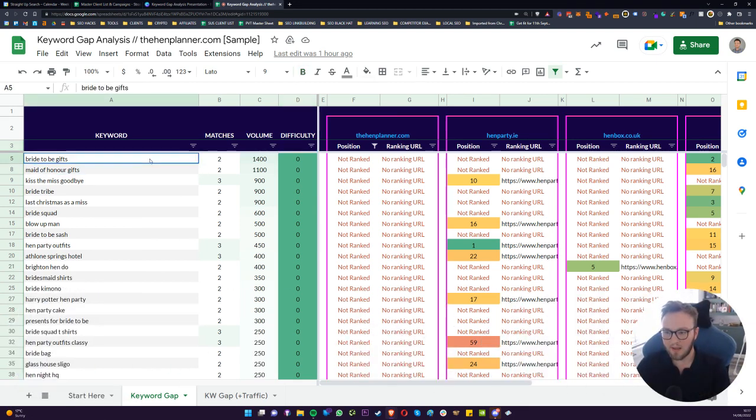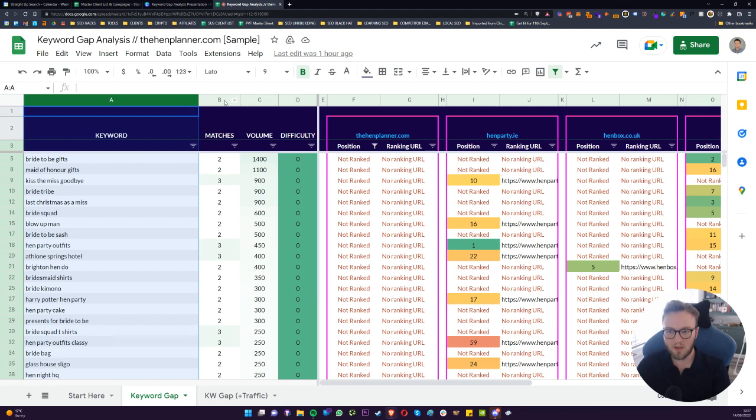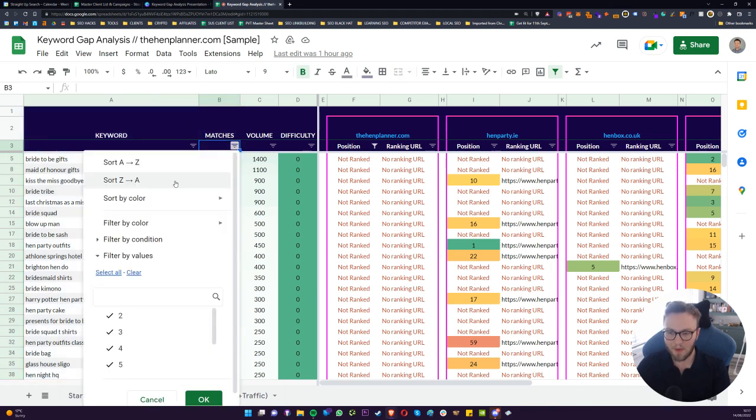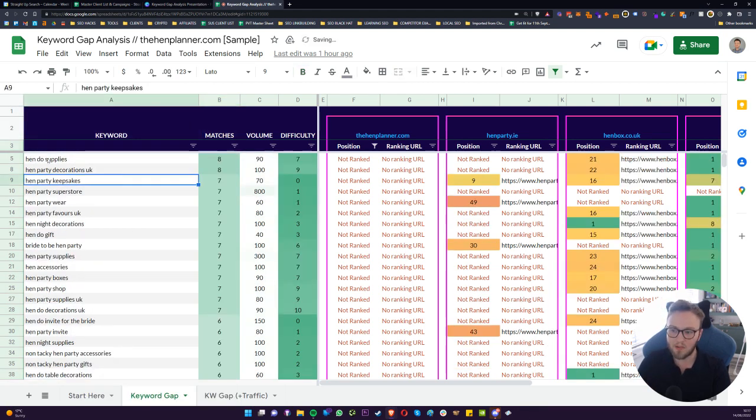So the first thing, we've got a column for keywords, matches, and this is the number of competitors that match for the same term. The theory is if you've got 8 competitors, 8 matches for this, and you're not ranking for this, does that not indicate that you should have a page targeting this keyword, for example? This is in the event planning niche, just using a previous example.